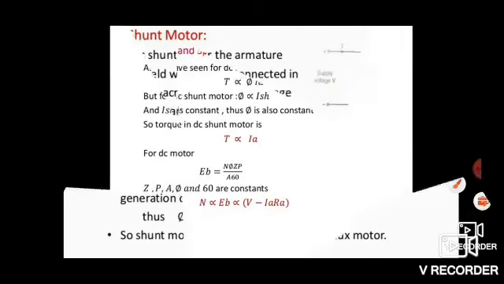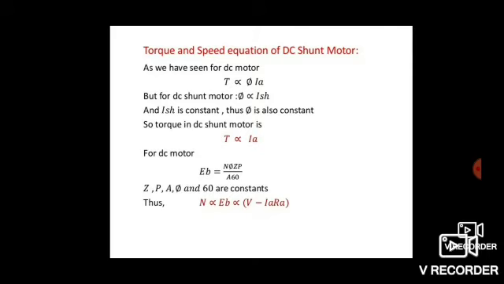And the speed equation of DC shunt motor. As we have seen, for DC motor, torque is proportional to phi into Ia, and for DC shunt motor, phi is proportional to ISH, and ISH is constant, thus phi is also constant. So the torque in DC shunt motor is proportional to Ia, that is torque proportional to Ia.